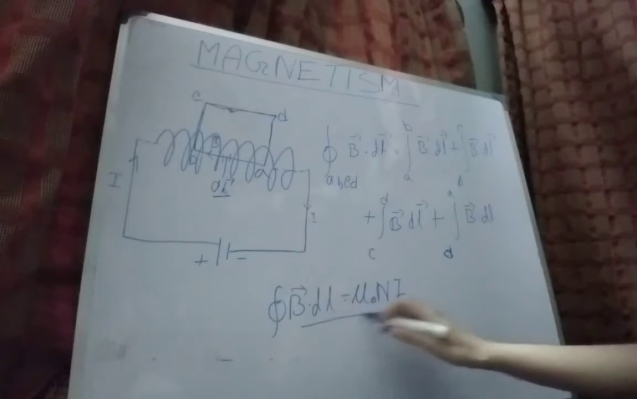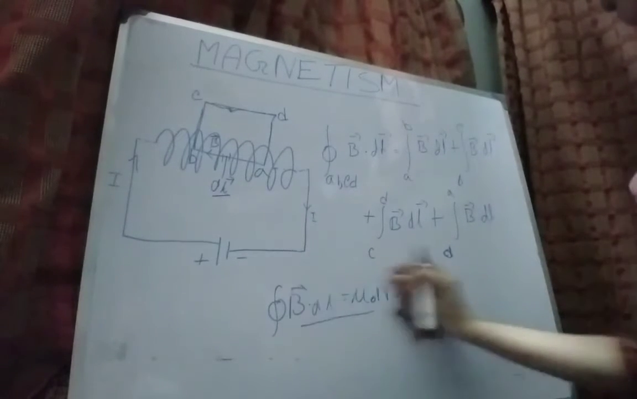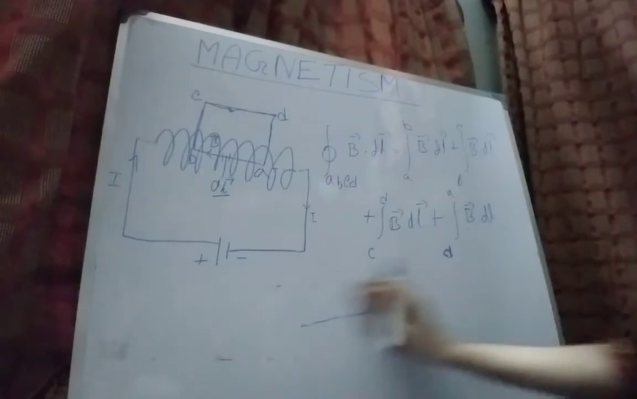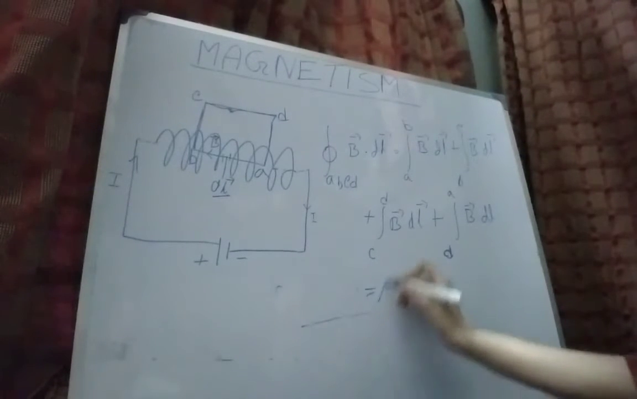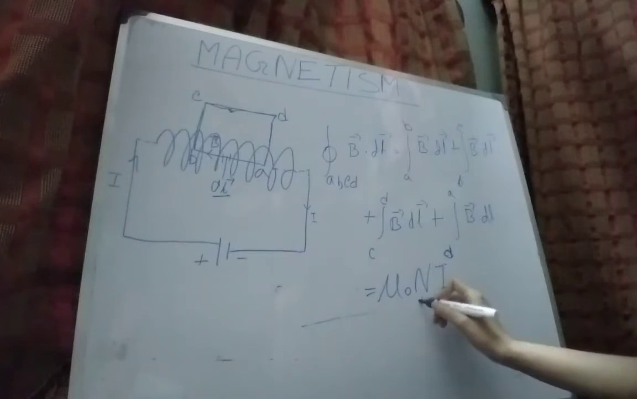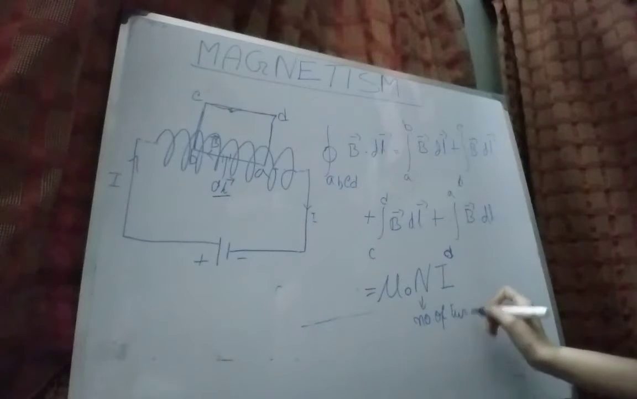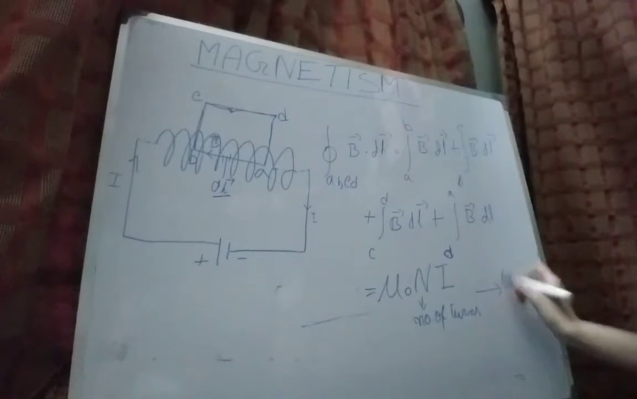Now we know from Ampere's law that the closed integral of B dot dl equals mu 0 N I. So here also this will be equal to mu 0 N I, as this N is the number of turns in ABCD. So this is equation 1.